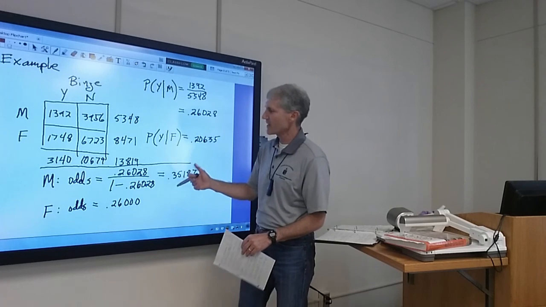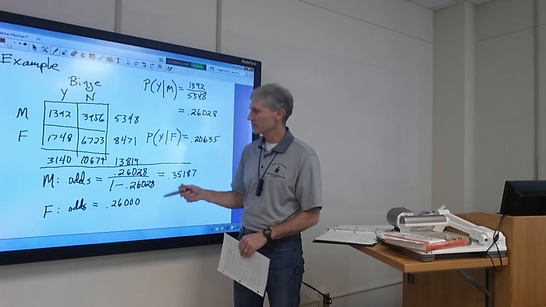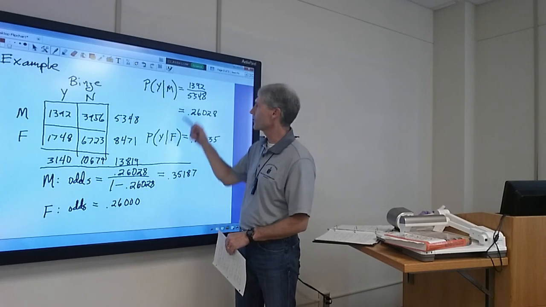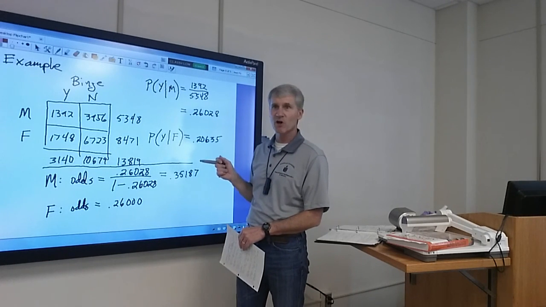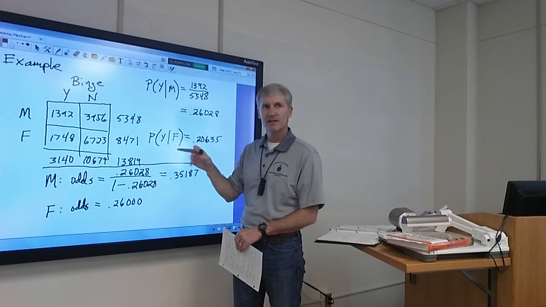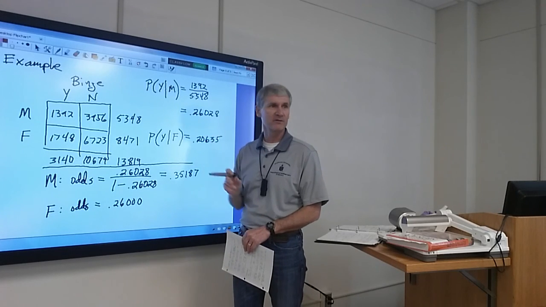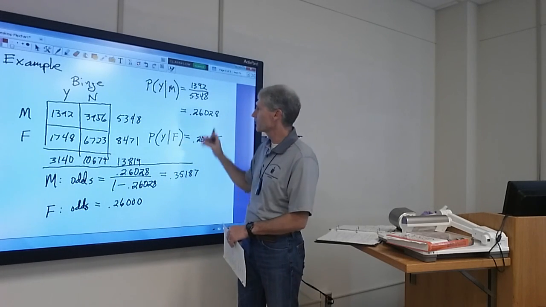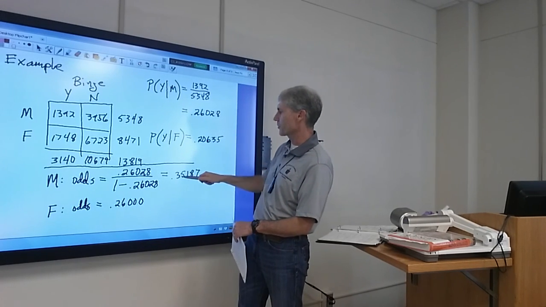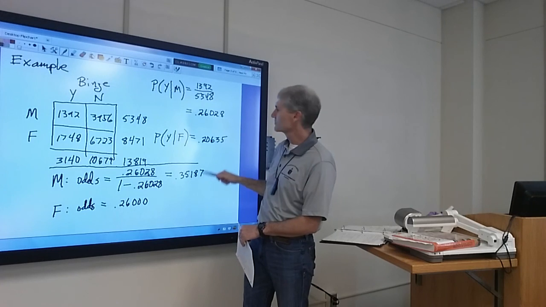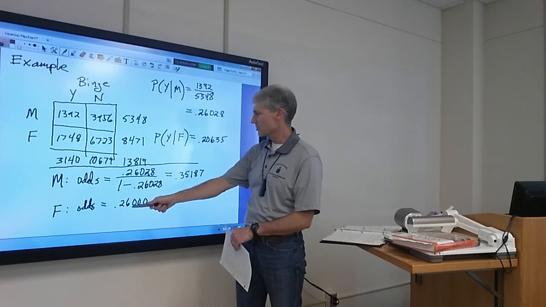One of the things that mathematically you'll discover is that when probabilities get really small, like 0.0 something, then odds and probability are almost identical. But when they're out in the middle, they'll change a fair amount. So the males went from 0.26 probability to 0.35 odds. Females from 0.2 to 0.26.